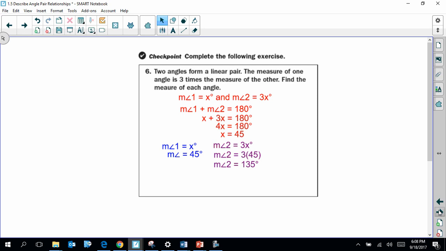So here is kind of where we're going to stop as far as talking about the relationships of the angles and how we identify them in diagrams, and based on what type of angle pair that we have, how we set up and solve an equation based off of that information.